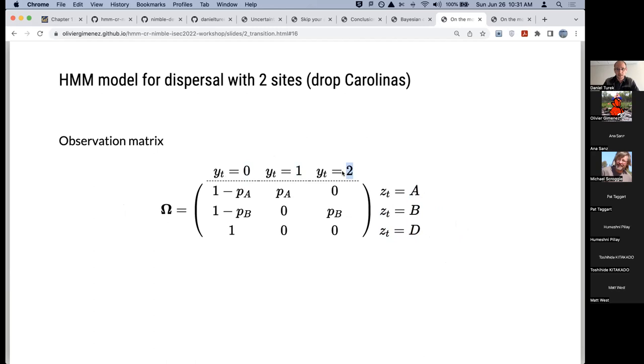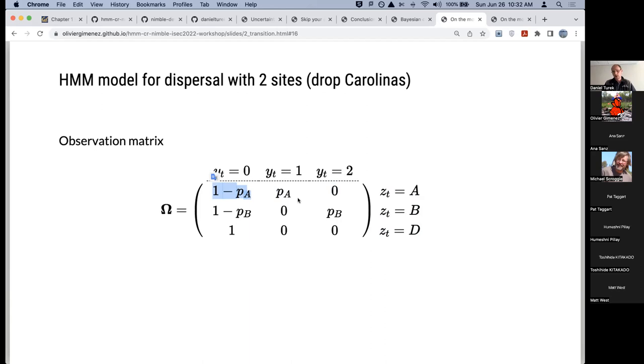If you're in site A on a time period, Z_t is equal to A, what's the probability of each of these 3 observations? Well, there's a 0 chance of us observing you in site B, it just can't happen. There's a p_A, probability of detection in site A, the chance of detecting you in site A where you are, and 1 minus p_A of a non-detection. In this model we assume there are different probabilities of detection between site A and site B with these 2 parameters. That's just a choice we made. We could have used 1 probability of detection, but here we have 2.